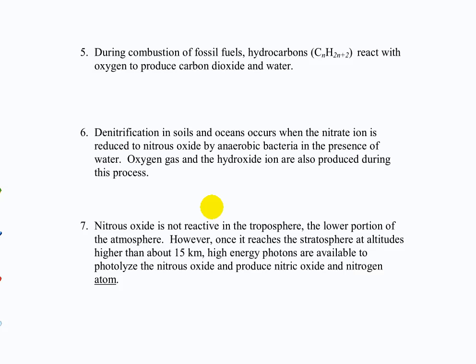Denitrification in soils and oceans occurs when the nitrate ion is reduced to nitrous oxide by anaerobic bacteria in the presence of water. Oxygen gas and the hydroxide ion are also produced. So first I'm going to draw that because that's easy. I know oxygen gas and hydroxide ion. Whoops, not a gas. It's going to be in solution. Ions can generally always be assumed to be in solution. So those are produced.